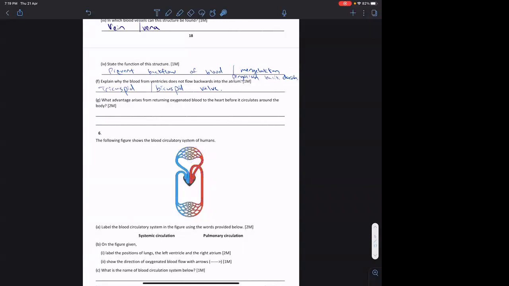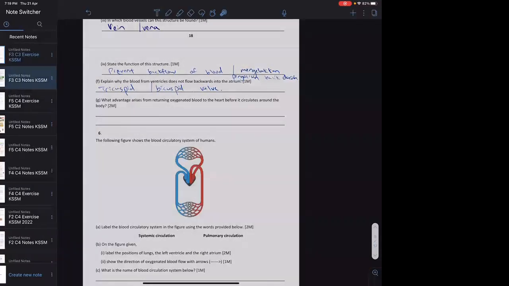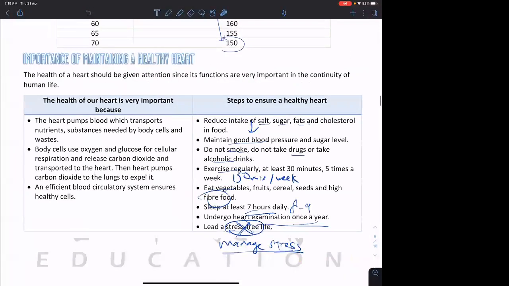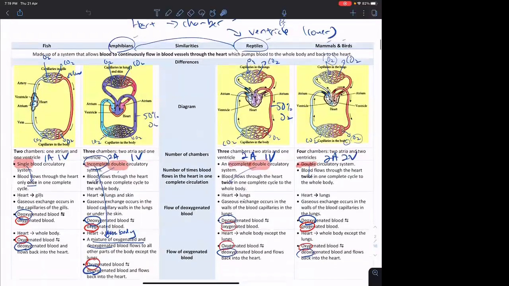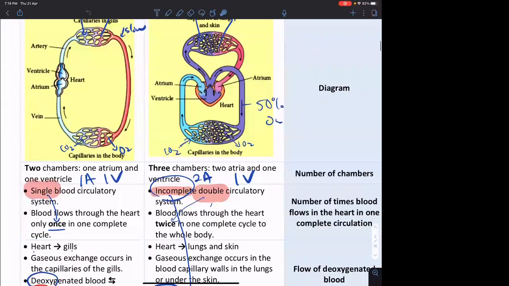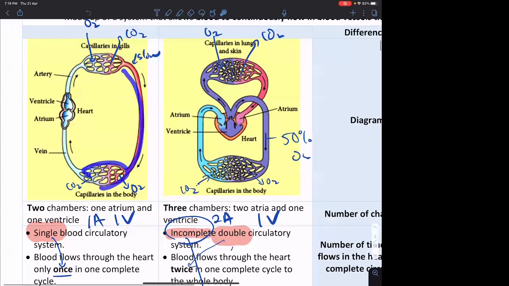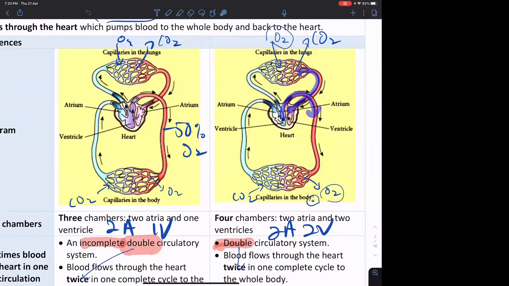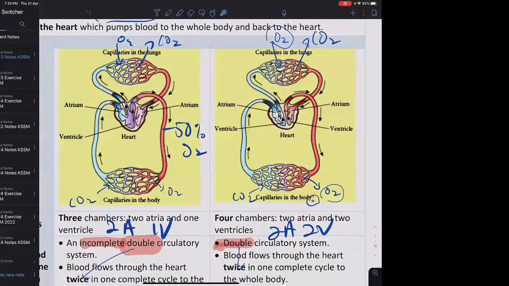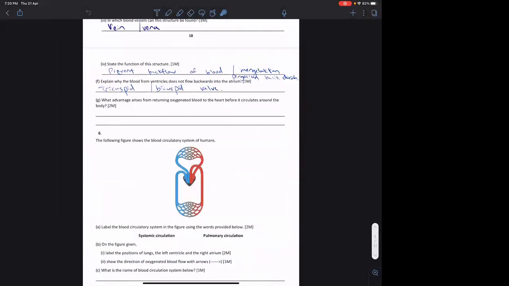You might say, sir, why can't they just go straight? Remember your fish? If you go back to your fish system, we have gone through this last 3 weeks already. If you look at your fish system, it's called a single system. So they will go to the gills and then they will go straight to the body cells. Whereas us, our blood must return to the heart first before going out again. So why do this? This is to make your blood faster again, to increase the pressure of your blood. So I've mentioned this already. Our system is called double circulatory system.